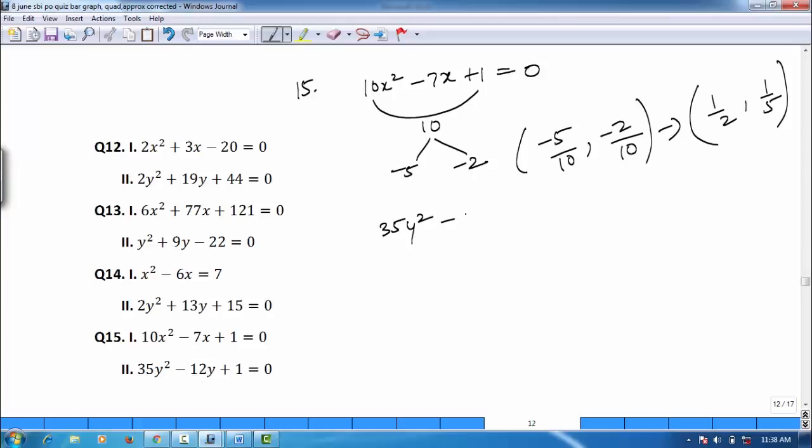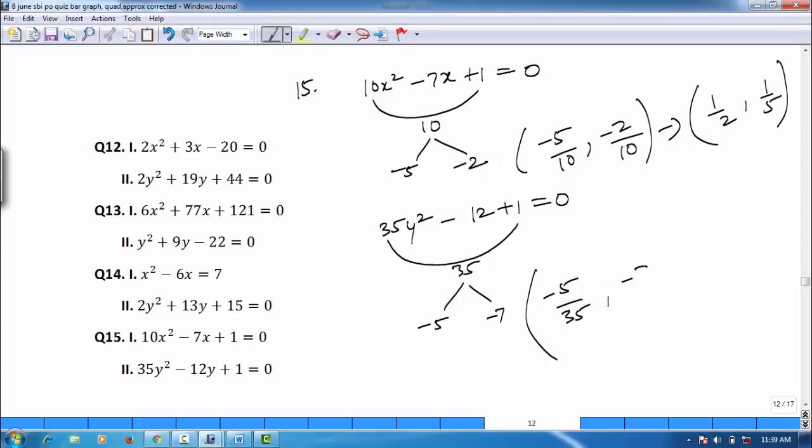And the next equation is 35y square minus 12y plus 1 is equal to 0. On multiplying 35 with 1 we get 35, and it can be further divided into minus 5 and minus 7. So on dividing minus 5 and minus 7 by the coefficient of y square, that is 35, we get minus 5 by 35 and minus 7 by 35. So this will give us the value of required roots as 1 by 7 and 1 by 5.